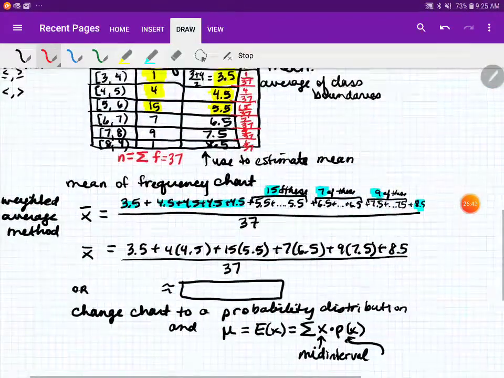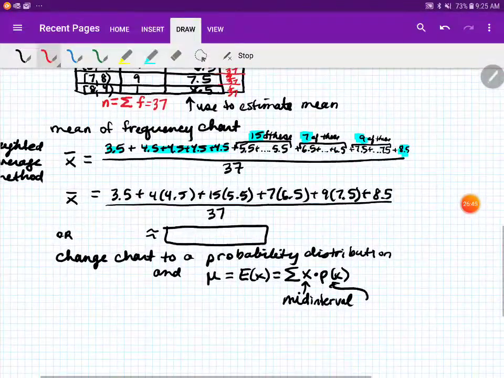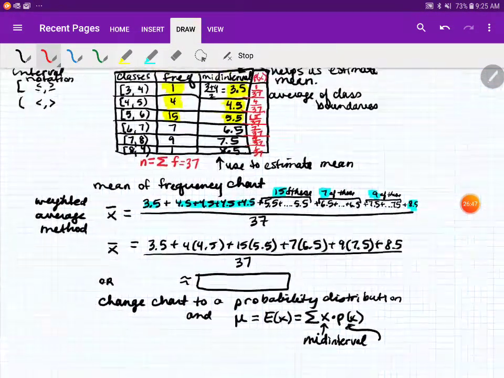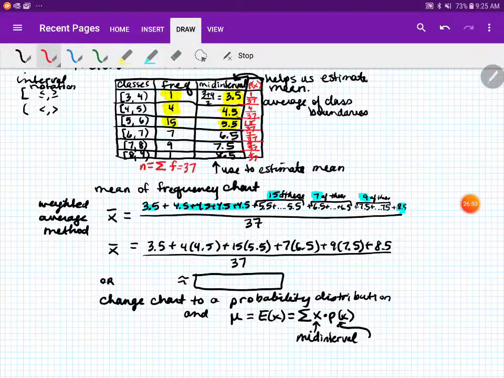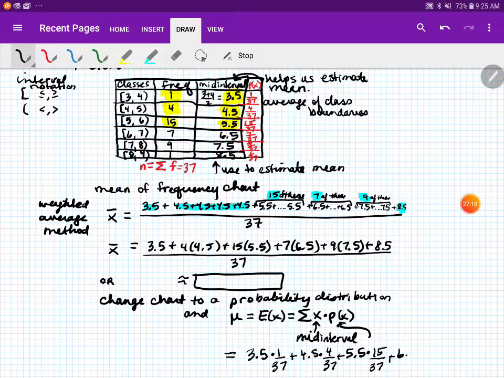Then if you're going to do that, I'll zoom out so you can see the chart. Hopefully you're writing this down and pausing. I'm back here at the bottom. X is my mid-interval, which is 3.5. And then I multiply it by my P of x, which is 1 over 37. And then I take my 4.5 and multiply it by its probability. And then I take my 5.5 times my probability. I take my next mid-interval, 6.5.